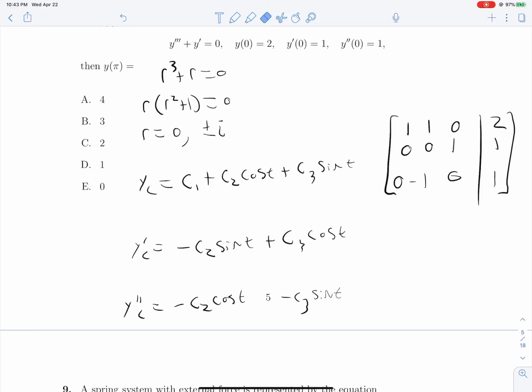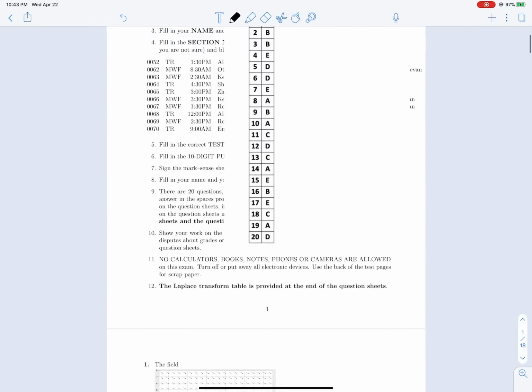So we can simplify this down by adding row 3 to row 1, like so. And so we can take our yc and replace c1 with 3, c2 with -1, and c3 with 1. We're evaluating y at pi, so that will be y at pi is equal to 3 minus -1, so plus 1, and then the sine of pi is just 0, so 4 is our answer, A for 8.